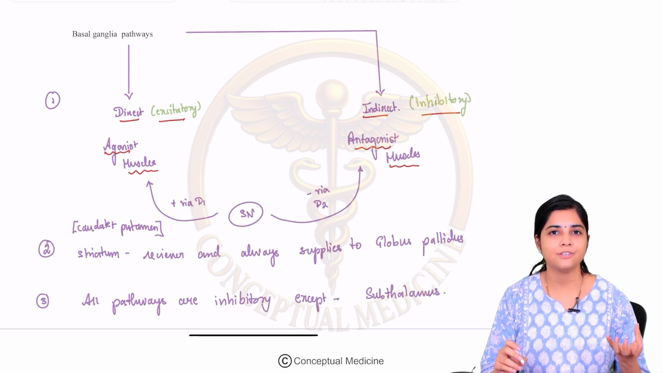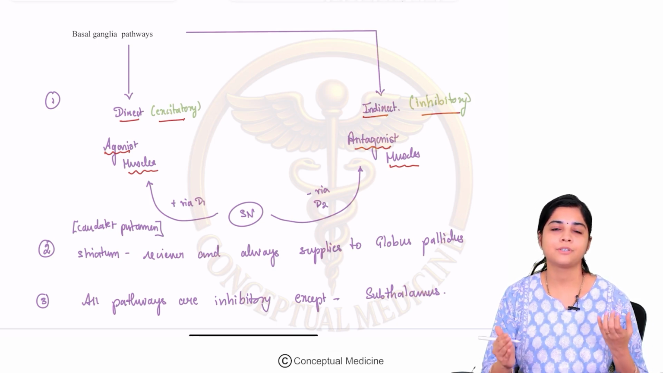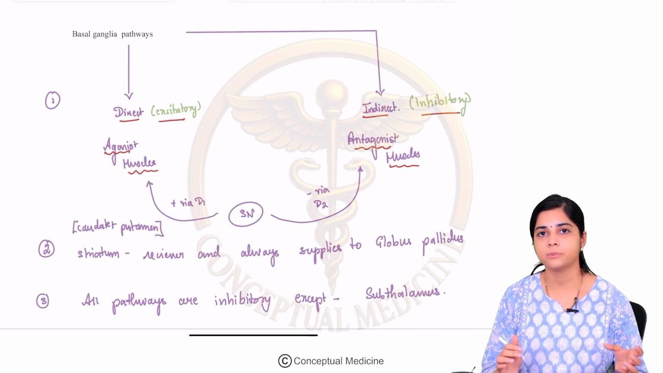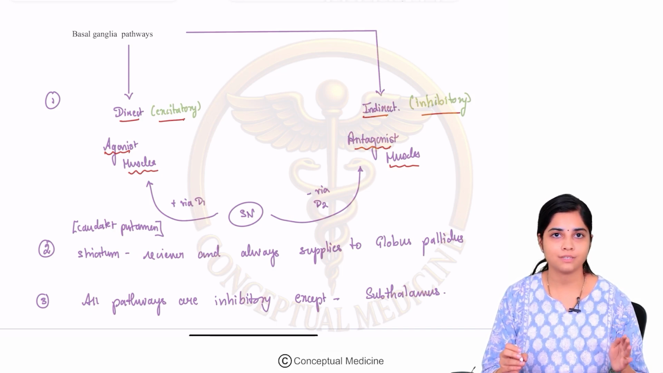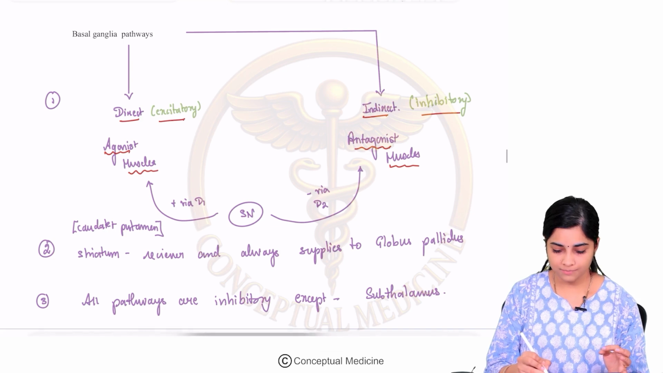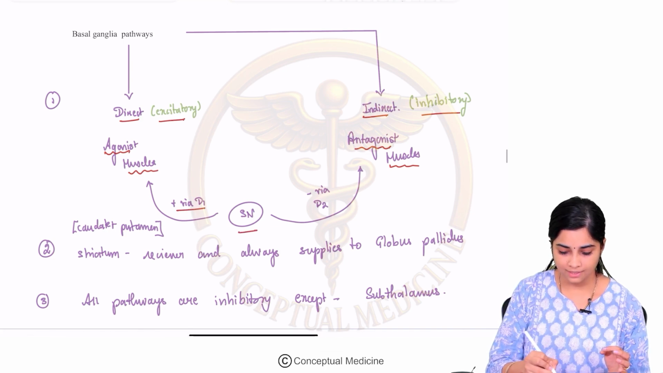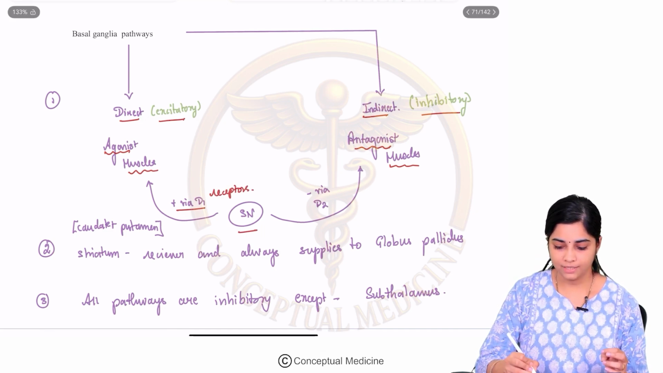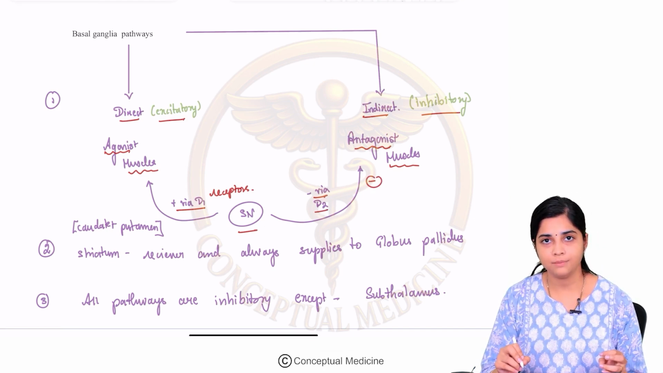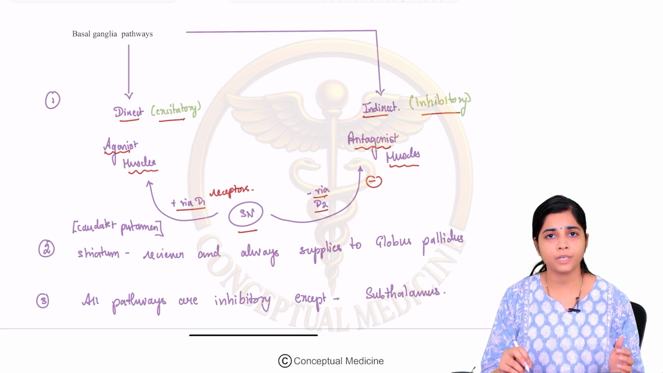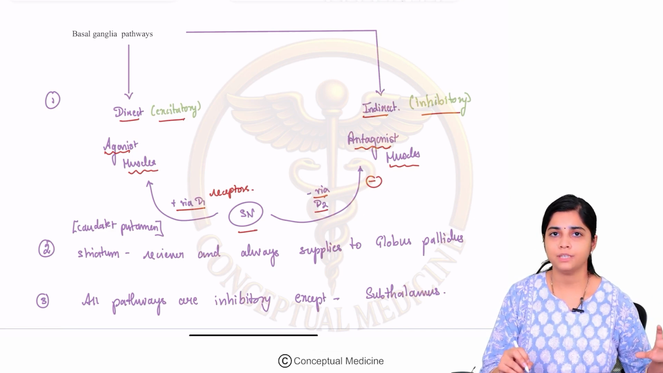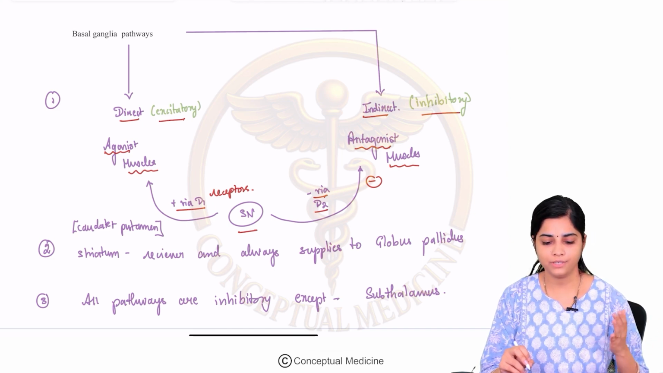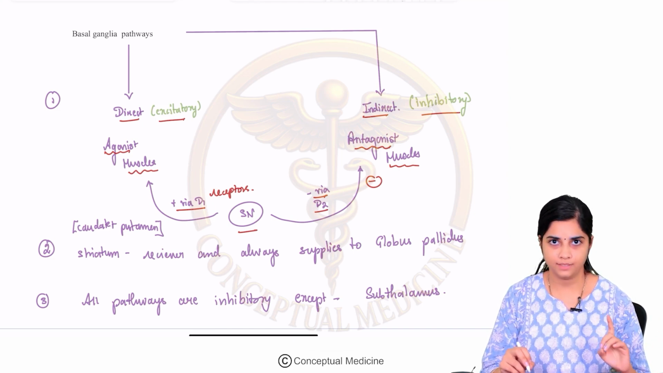So there should be excitation of the agonistic muscle and inhibition of the antagonistic muscle for a smooth movement, right? This is what your substantia nigra does. The substantia nigra, via D1 receptors, D1 basically referring to the dopamine 1 receptors, causes stimulation of the direct pathway, and via D2 receptors, it causes inhibition via the indirect pathway. So there is stimulation of the agonistic muscle and inhibition of the antagonist. This is the basic funda of your basal ganglia pathway.